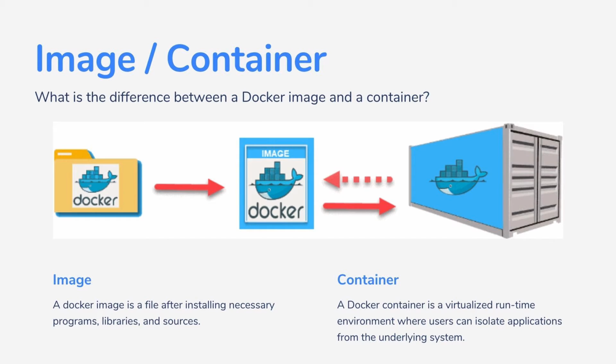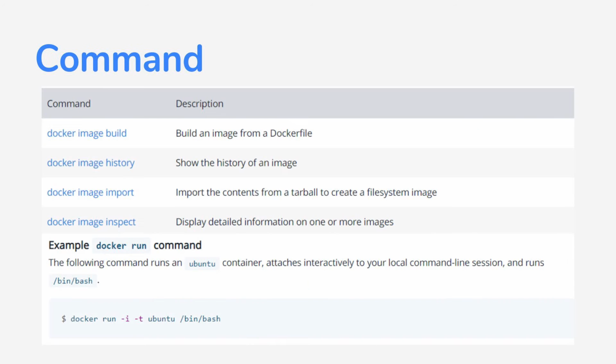A Docker container is a virtualized runtime environment where users can isolate applications from the underlying system. It all starts with a script of instructions that define how to build a specific Docker image. The script is called a Dockerfile, and the file automatically executes the outlined commands and creates a Docker image. The command for creating an image from a Dockerfile is docker build. The image is then used as a template, which a developer can copy and use to run an application.